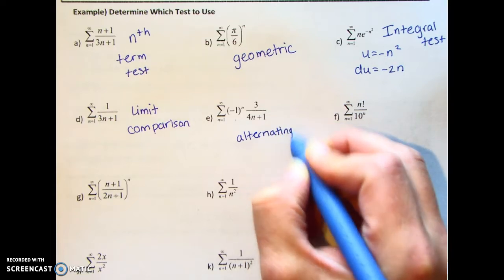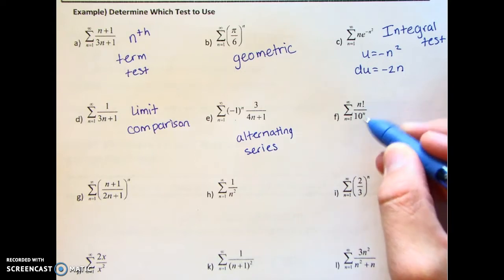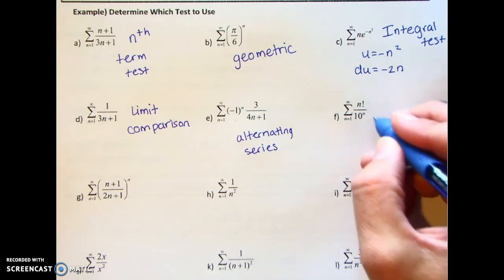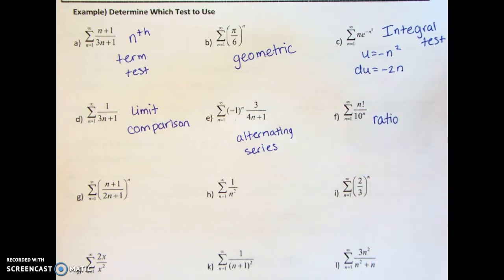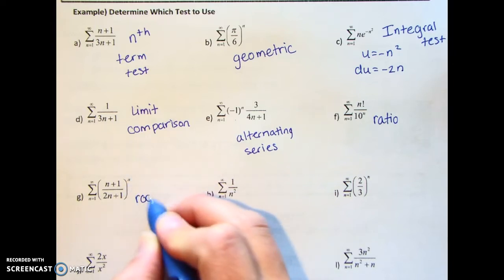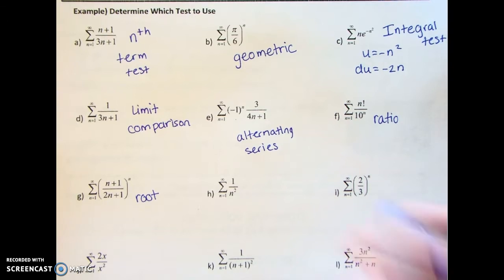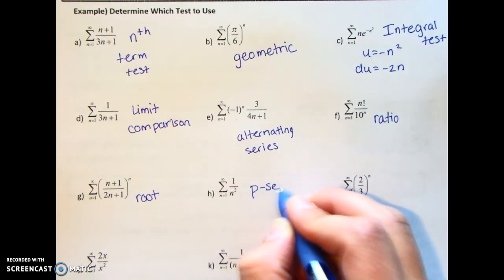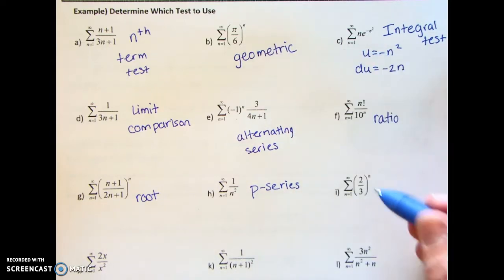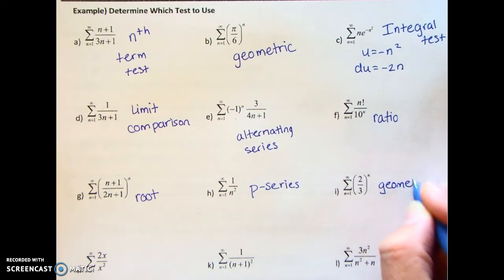Alternating series. All right. What about that n factorial over 10 to the n? Which one did we use for factorials and n's? That's called the ratio test. Now, what if we have a power of n? Power of n is the root test. 1 over n squared. Well, is that geometric or p-series? That's p-series. The power of n is geometric. Oh, what do we have here? Power of n, geometric.